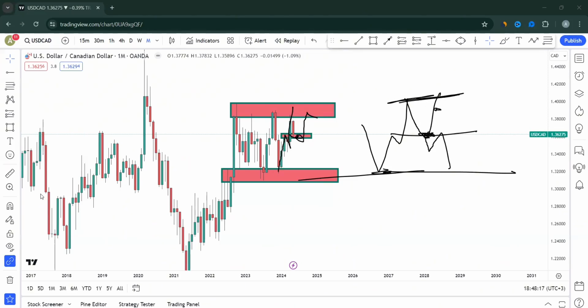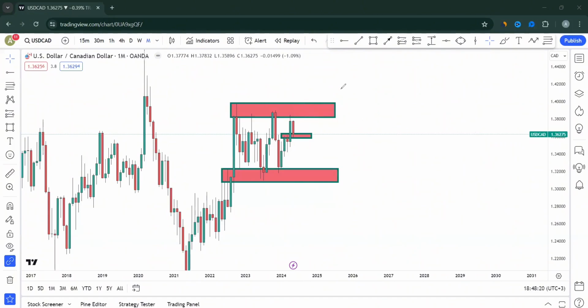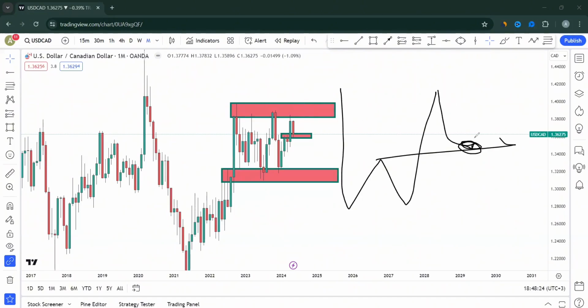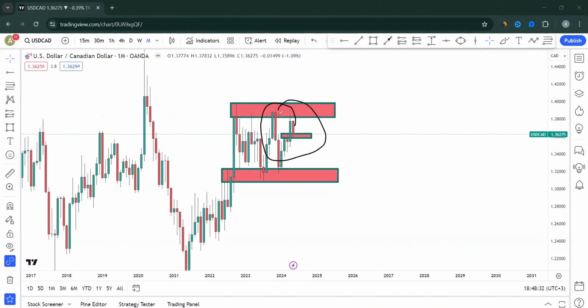You remember the rules of a W. A W has the following outcomes, right? After retesting the neckline and failing to break, it can make a double top, or it can make a higher low, or it can make a higher high. So those are the outcomes that we expect from this W structure here. Now, let's see if this appears perfectly in the weekly time frame.